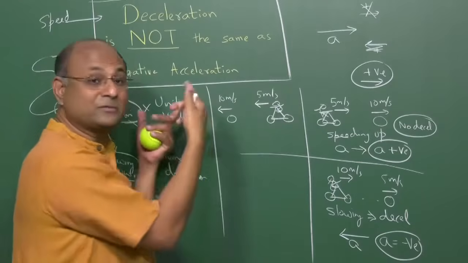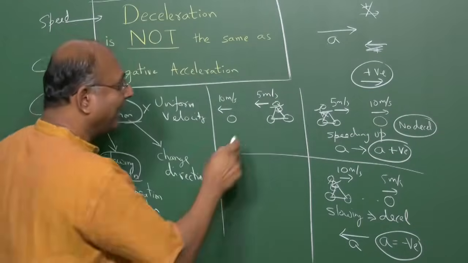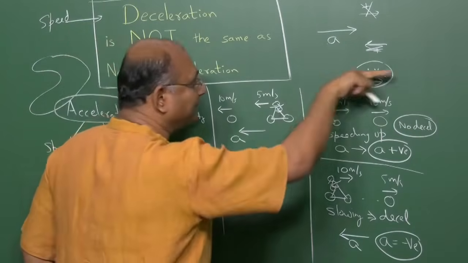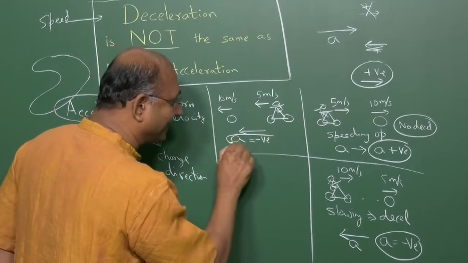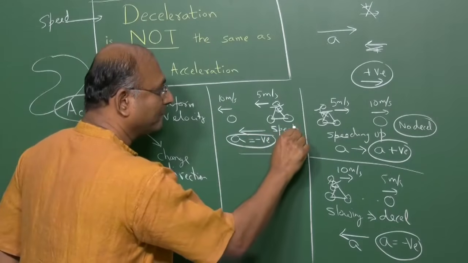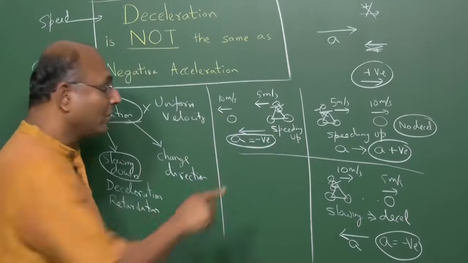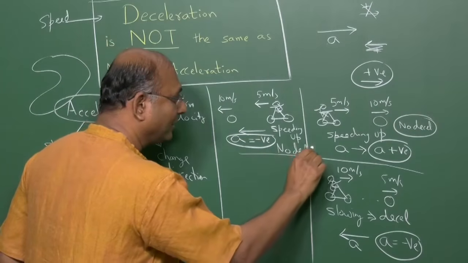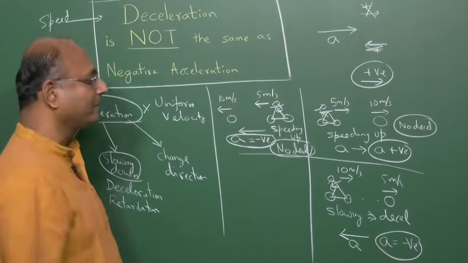Slowing down and speeding up have to do with speed, not with velocity. I started with 5, ended with 10. Acceleration is in this direction. But wait a minute, if that is plus, what is this? Minus. So I have a negative acceleration, but I am speeding up. Do I have a deceleration? No, because you are speeding up. How can you have deceleration? No deceleration. Notice this. Negative acceleration, no deceleration.